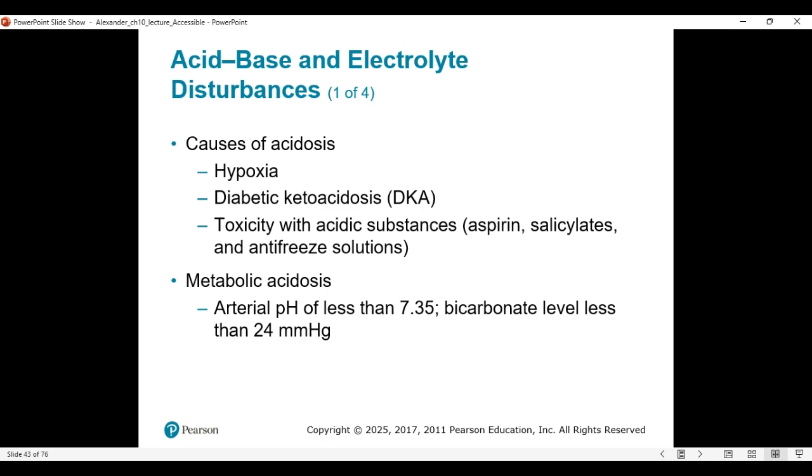What causes acidosis is hypoxia, DKA, and toxicity with acid substances like aspirin or antifreeze solution. Now we're going to break it down into metabolic and respiratory acidosis. Metabolic acidosis: arterial pH of less than 7.35, and bicarbonate levels less than 24 milligrams of mercury.